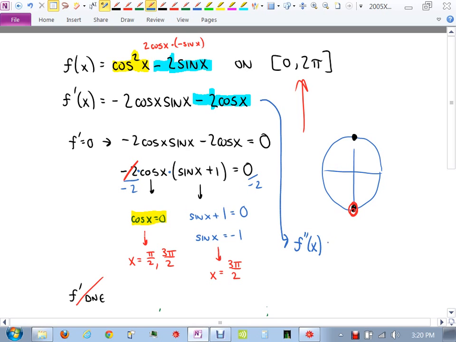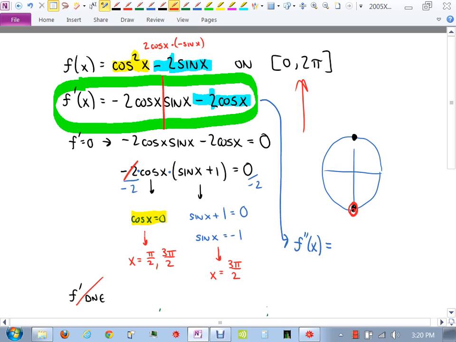All right. I'm trying to take the derivative of this thing here in green. I have a product rule right there. Right? So what's the derivative of negative 2 cosine x? Negative 2 times negative sine x, right? Which is just then 2 sine x times the second function, sine x again, plus what's the derivative of sine x? Cosine x times negative 2 cosine x, right?